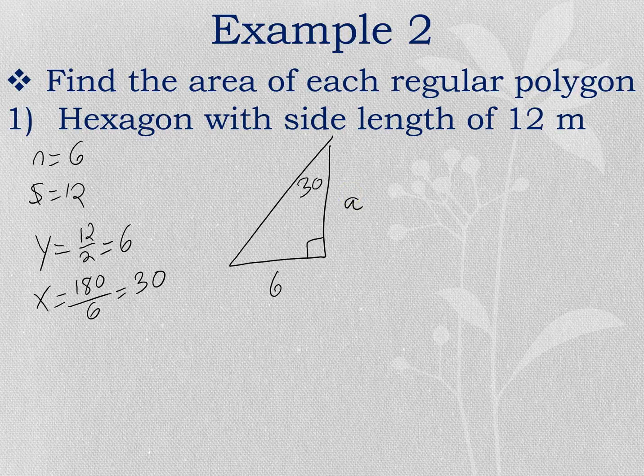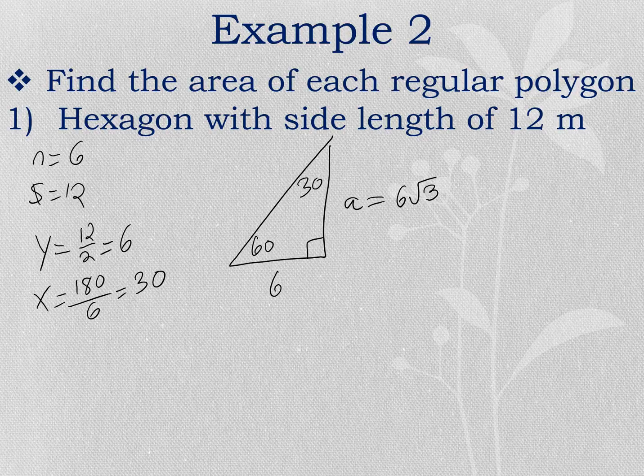Now we can't use right triangle trig here because you should recognize the 30 degrees as one of our special angles. If that's 30, that means that's 60. So we have a 30, 60, 90 right triangle, where opposite of 30 is considered our S value. Opposite of 60 is that value times square root of 3. So if this is 6, A is 6 square root of 3.